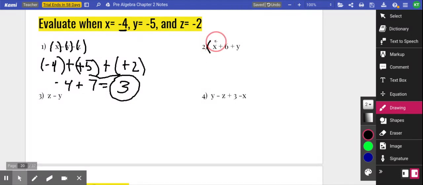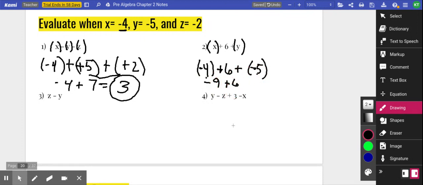So take a minute, wherever you see a variable, put parentheses around it. So I'm going to start here. I have plus 6 plus y. So I'm going to take these values. X is negative 4. Y is negative 5. And it's already an addition problem, so I can just continue on. Let's do the negative values. So I have negative 4 and negative 5. That would give me negative 9 plus 6. Opposite signs, subtract. So I know that 9 minus 6 is 3. Since the negative has a larger absolute value, my answer should be negative 3.